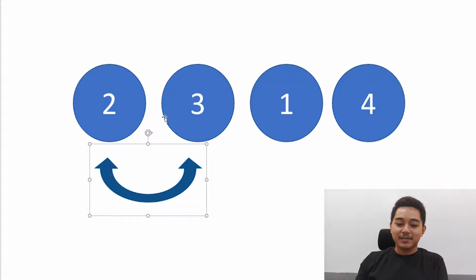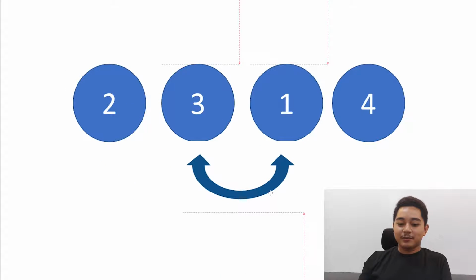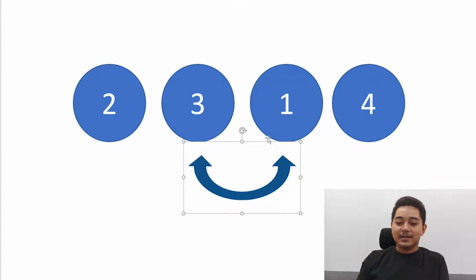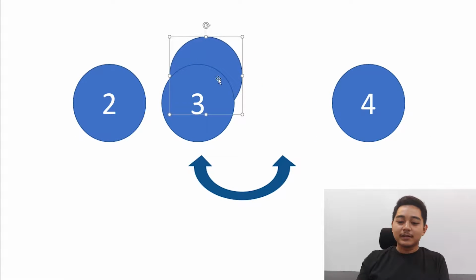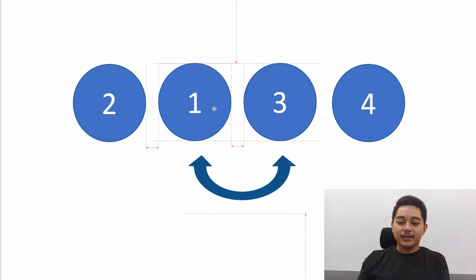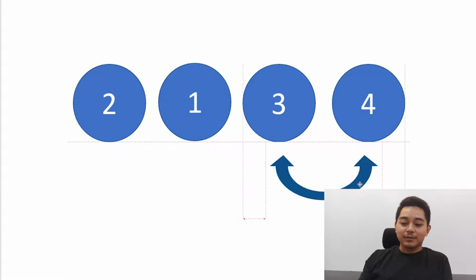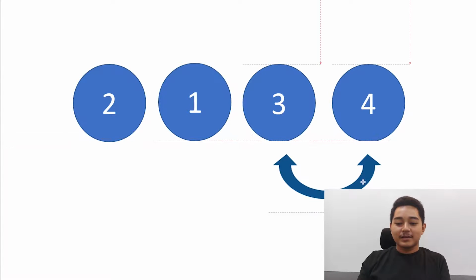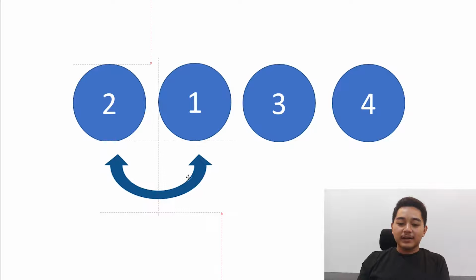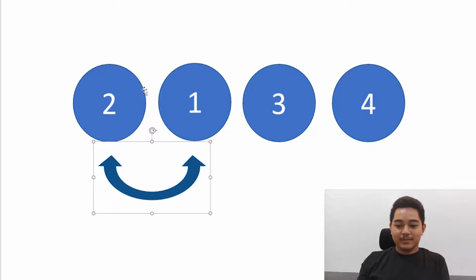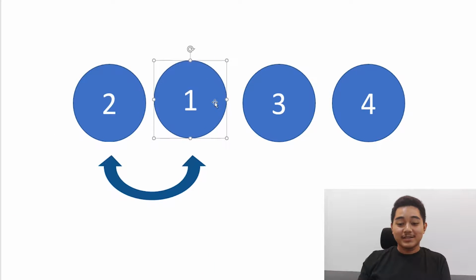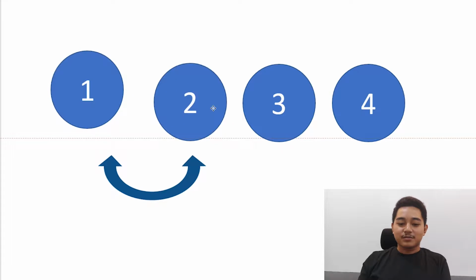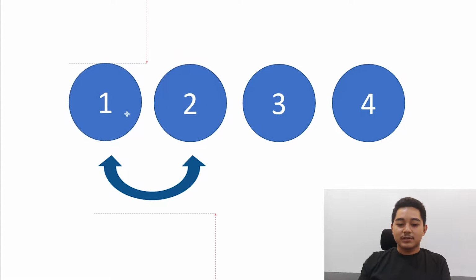So again, still the same, 2 and 3. And then we're gonna compare 3 and 1, where 1 is less than 3. So we're gonna swap them like that. And then we're not gonna proceed to the last set of pairs because it is already sorted. So we're gonna go back again to the start, and 1 is less than 2, so we're gonna swap the numbers. So that is the illustration of what bubble sort is.